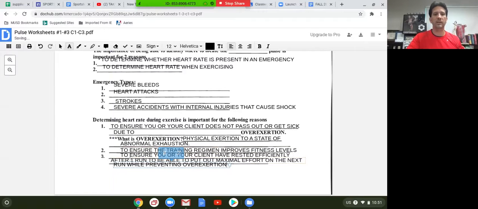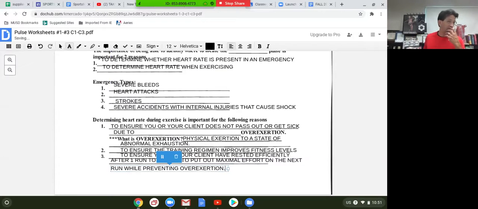So basically what that means is we need to be able to take pulse. For example, you do a run, right? You take 1 lap around the track. Let's say your pulse is 140 beats per minute, and that's high for you. So we need to basically take your pulse again multiple times while you're resting to make sure the pulse comes down to a certain level before you can go and do your next run.